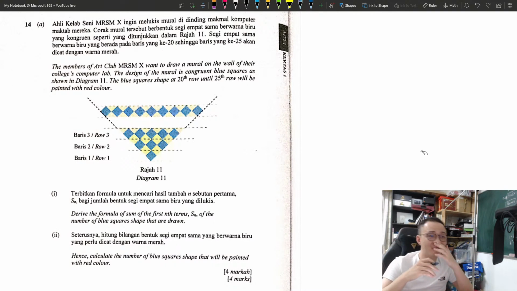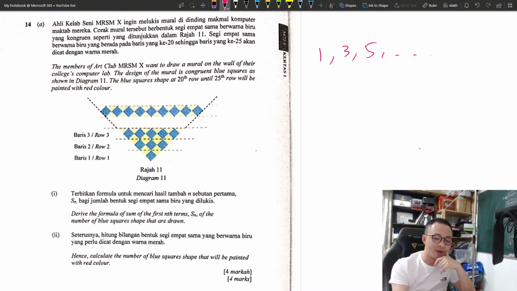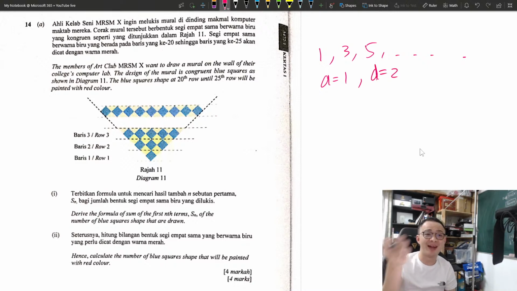Okay, so right now, for the blue squares, the first one is 1, then the next one is 3, then the next one is 5, and so on. So from here, at least I have some information. I know my a is 1, and my common difference d is 2, because 3 minus 1 or 5 minus 3 gives 2.